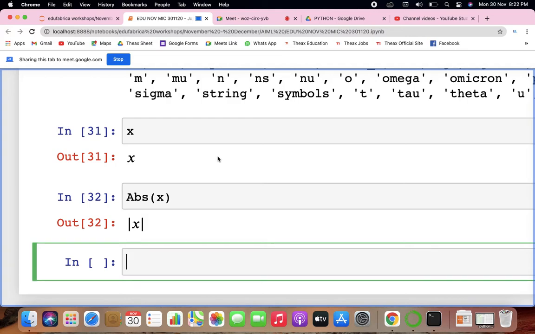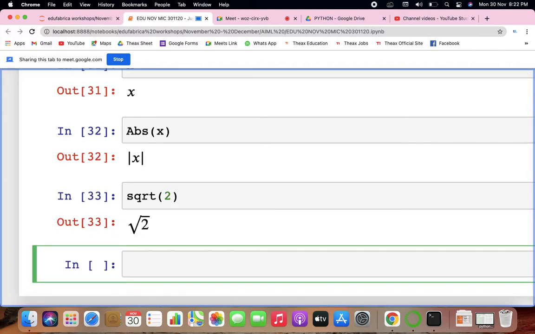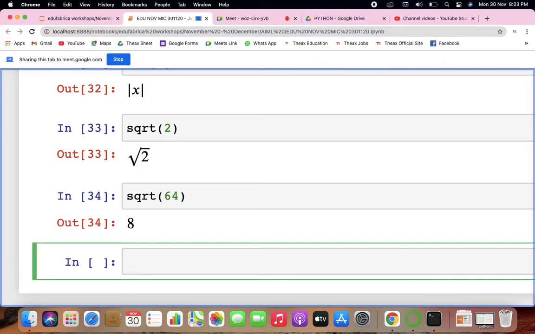Okay, so let's say equation I'm talking about, or if I say under root of 2, here you basically write it as square root of 2. So it represents the square root. Now when it is a complete square, like 64, if I say square root of 64, you will be getting the actual value, that is 8. So when it is a complete square, you will be getting the value, and when it is not a complete square, you will be getting it in the symbolic form.